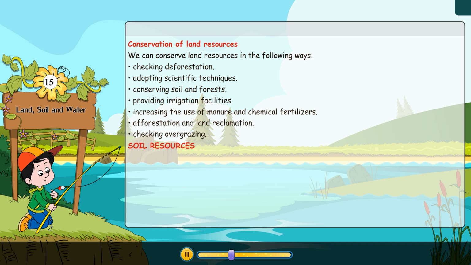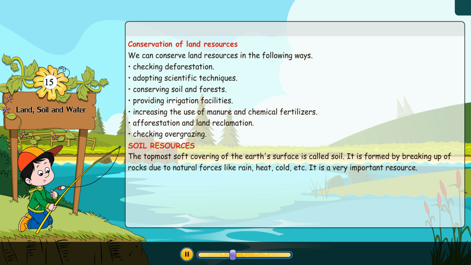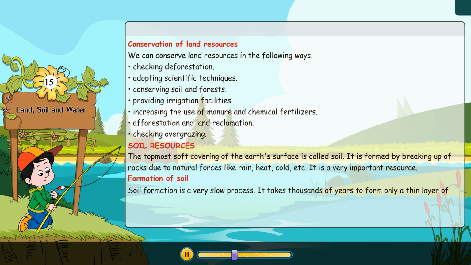Soil resources. The topmost soft covering of the Earth's surface is called soil. It is formed by breaking up of rocks due to natural forces like rain, heat, cold, etc. It is a very important resource. Formation of soil. Soil formation is a very slow process. It takes thousands of years to form only a thin layer of soil.